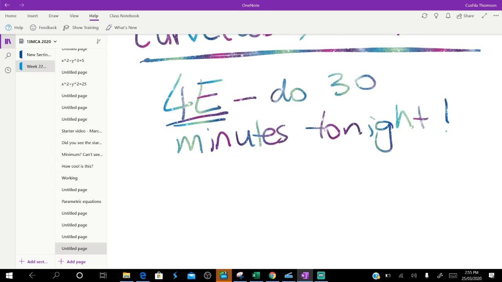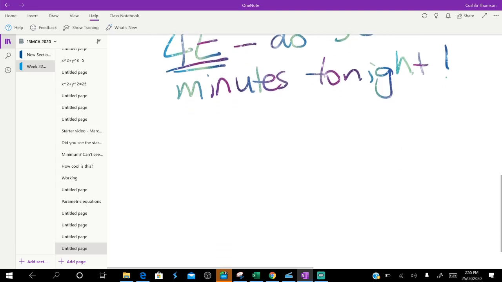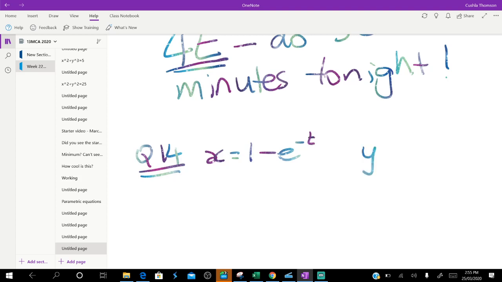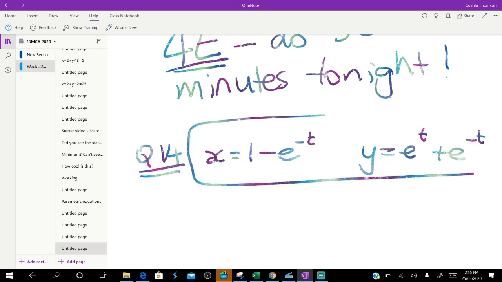Right, so this is the one that I want to look at first. Question 14 has got the following curves. It's got x equals 1 minus e to the negative t, and y is equal to e to the t plus e to the negative t. I'm going to spend the rest of this live stream probably looking at what we're doing.